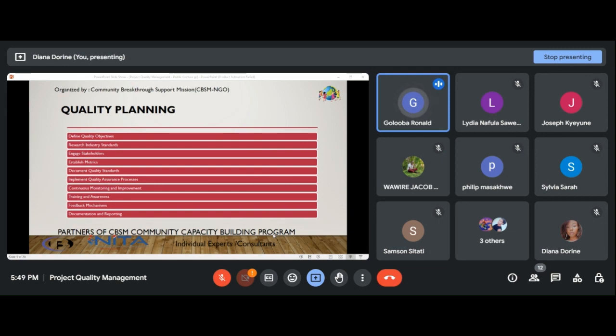Then after you've researched the industry standards, and you have chosen those that are relevant to your project, you move on to establish the metrics, and here you are defining measurable metrics to assess the quality of the project deliverables. And these metrics should align with the quality objectives and should be quantifiable.